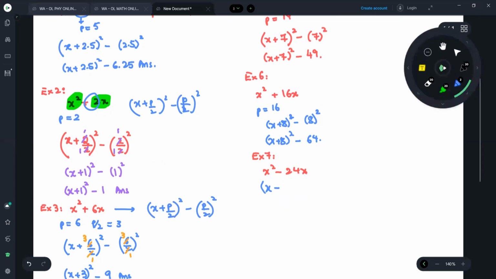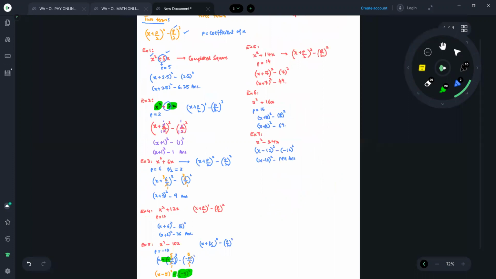Eliminate all of this and write down. Because it is minus, it's going to be x minus 12 whole square minus 12 whole square. Very good. The first term stays as it is, and then it will be minus 144. That's it. That's my answer.